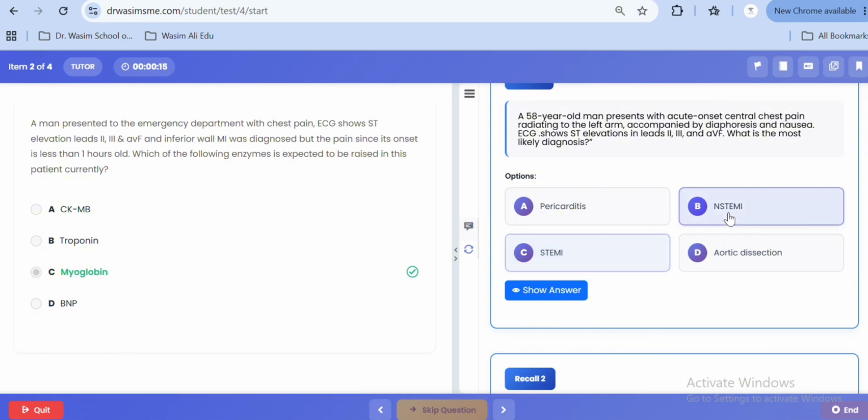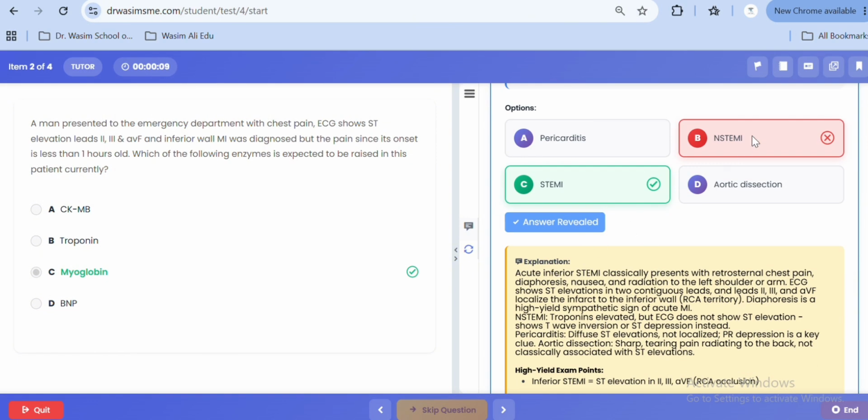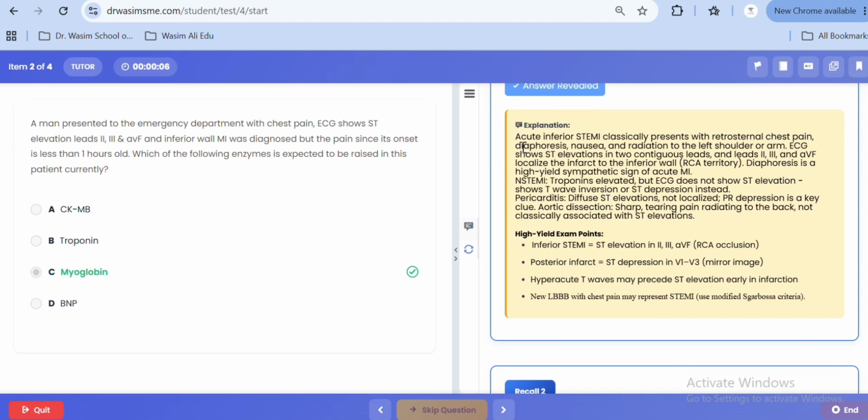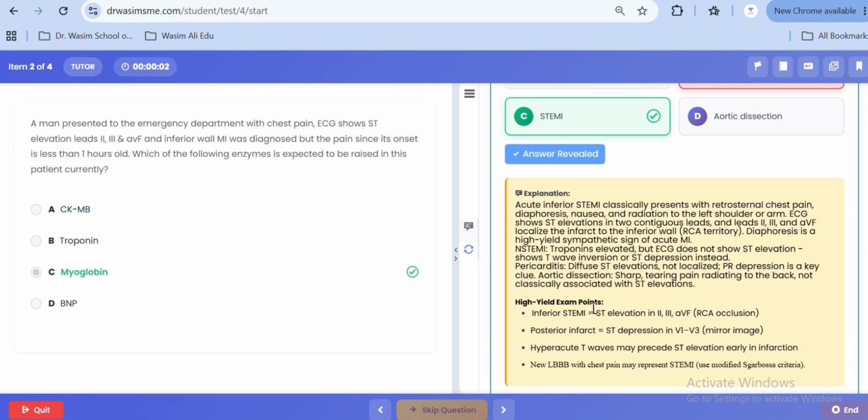So you can also click. Let's suppose I am clicking on NSTEMI, which is an incorrect answer, and I will just click on show answer. When I click on it, they will say this is incorrect and this is correct. Then they will give you the explanation of this, and also the high yield exam points as well.